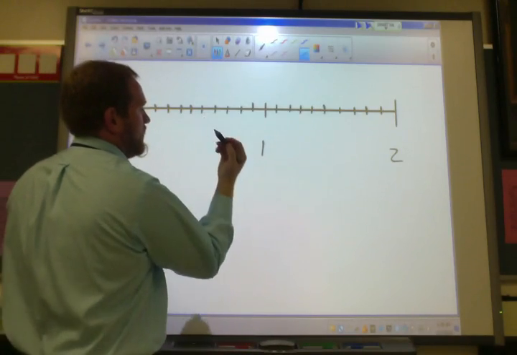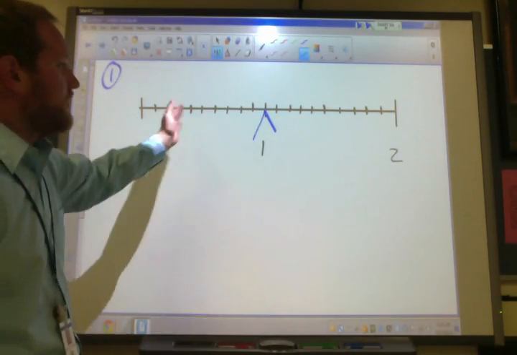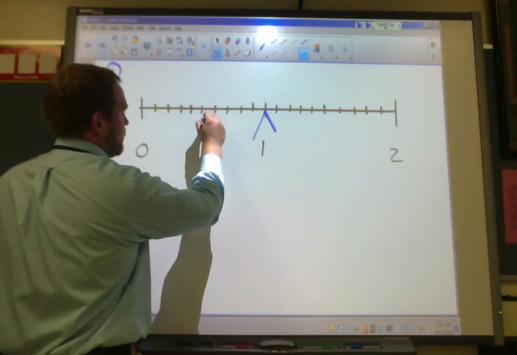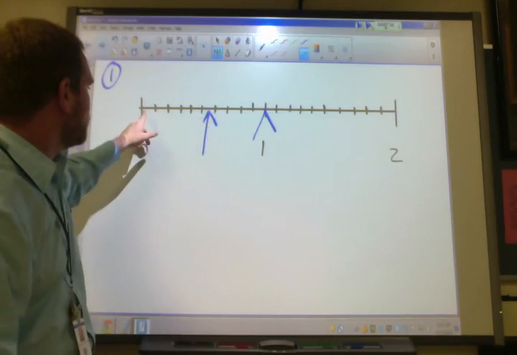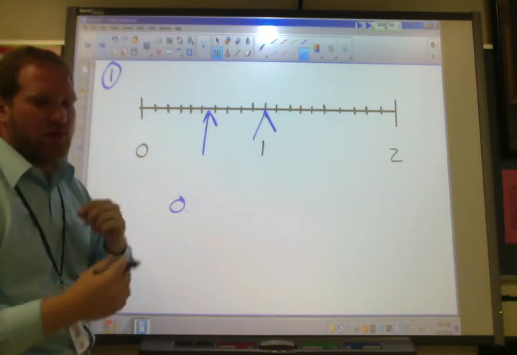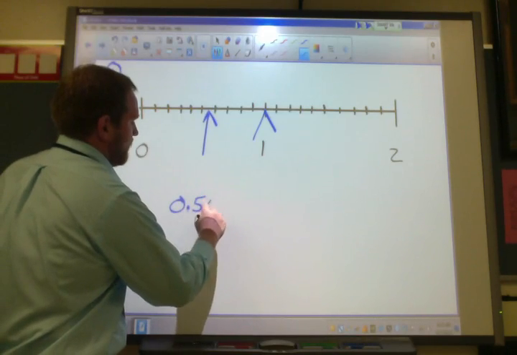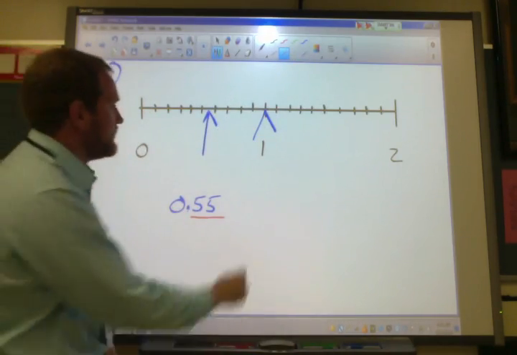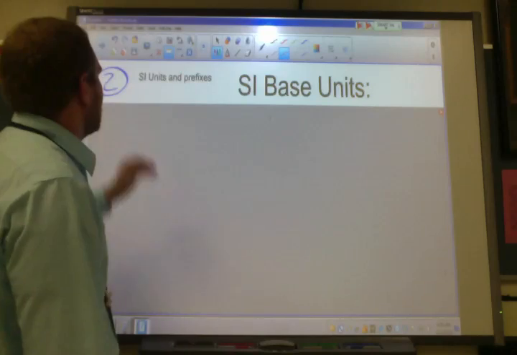Another example, if it falls on that same line, right on the 1, but now we have these extra lines here, we're going to do the same thing. Let's imagine if it fell somewhere like right here. Well, this is going to be between 0 and 1. So I can start by writing 0 point. And 1, 2, 3, 4, 5. So it's between 0.5 and 0.6. So I can call that 0.55. This tells me that my reading has to go to the 100th place. So I'm going to call this 1.00. Okay? So that's how we take measurements.